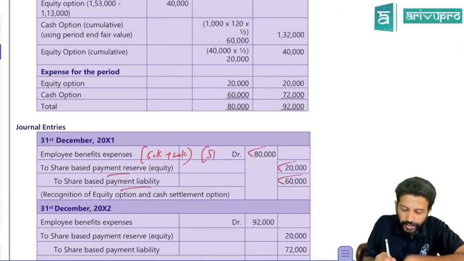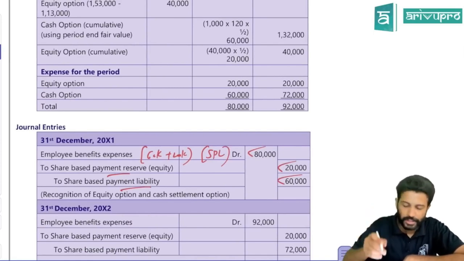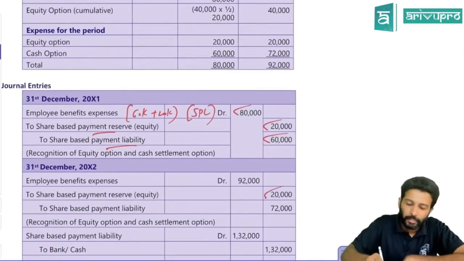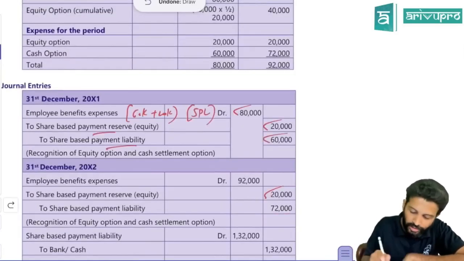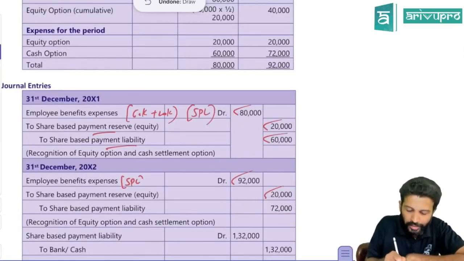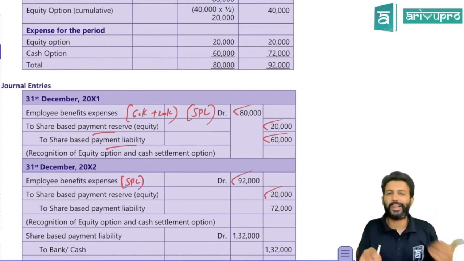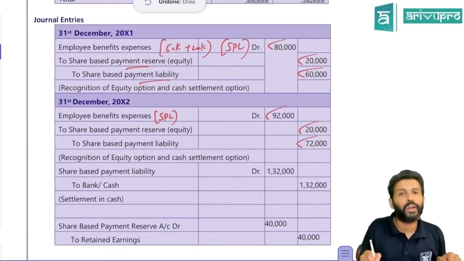And this employee benefit expenditure, you transfer it off to P&L. This is for the first year. Second year, SBPR is 20,000 only. But what is SBPL? SBPL is 72,000. So 20 plus 72 is 92,000. So employee benefit expenditure, which will be transferred off to P&L, is 92,000, to SBPL and SBPR respective amounts. Okay. This is the second year.